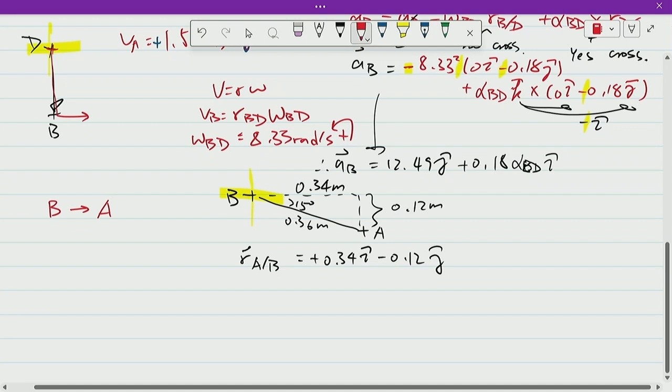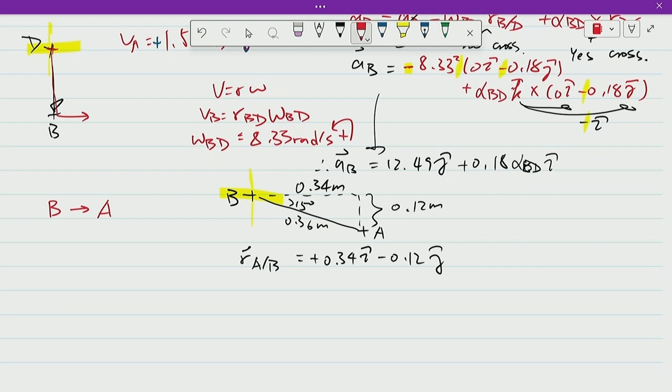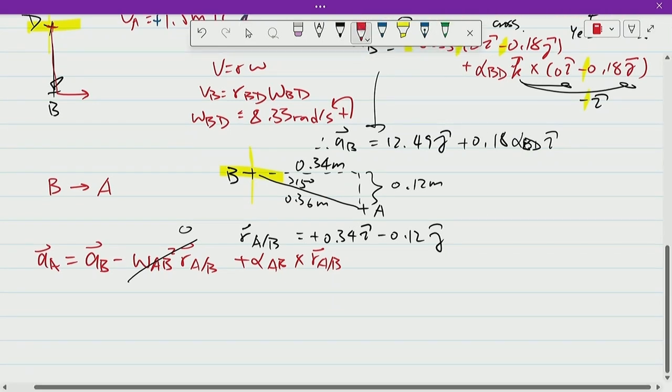Finally, we can write out the relative acceleration. AA is equal to AB minus omega AB squared times R of A relative to B, plus alpha AB cross R of A relative to B. Again, we established earlier omega AB is 0 because the velocities are parallel at that instant. That's going to simplify the equation a little bit.